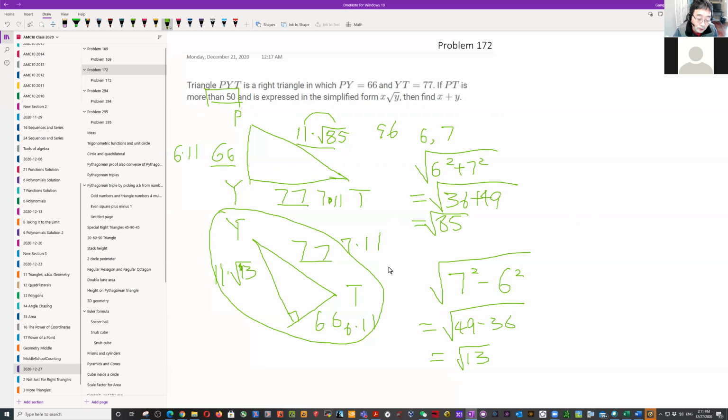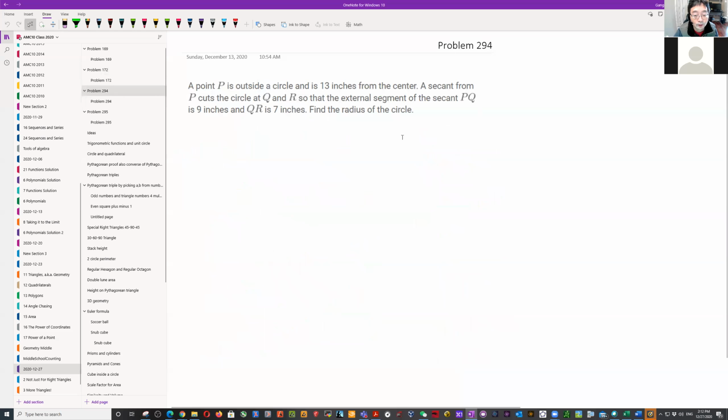Obviously square root of 13 is less than square root of 16, which is equal to 4. So it will be less than 44, and less than 44 is also less than 50. So this case actually will not work, so we can exclude it. And so let's go to the next problem.